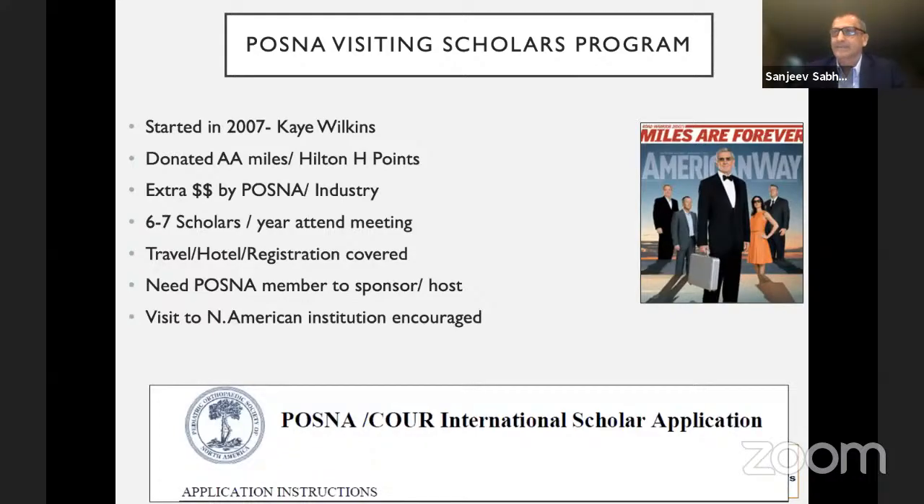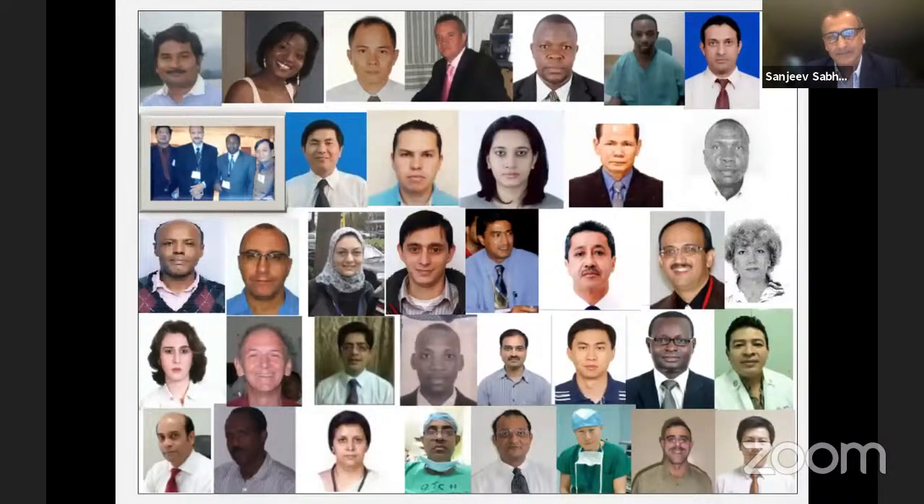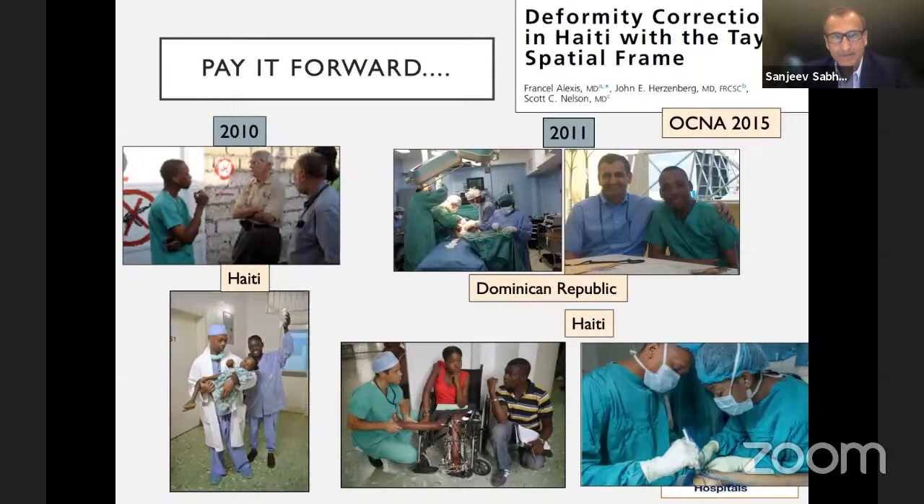The other part that I want to highlight is how POSNA started this thing called the Core Scholarship, where they would select 4 or 5 young trainees who had recently graduated from orthopedics to visit a few centers in North America. I'll just highlight one such person, the person in the middle, Francel Alexis. He was a Haitian surgeon whom I actually met when I was in the Dominican Republic doing some outreach work. He was doing a fellowship there, and then he returned to Haiti.